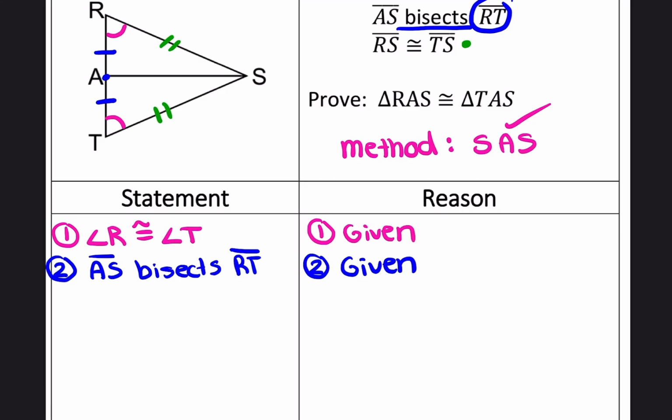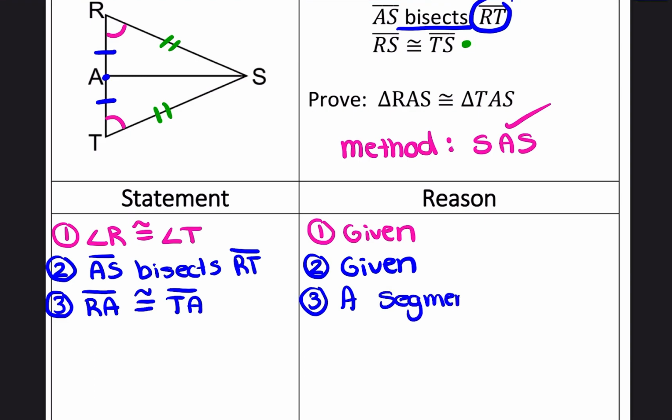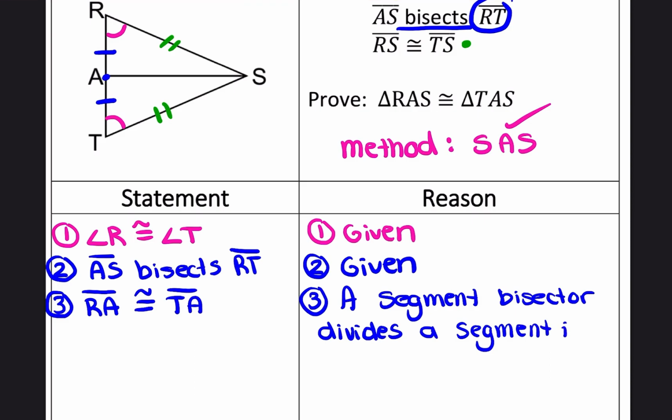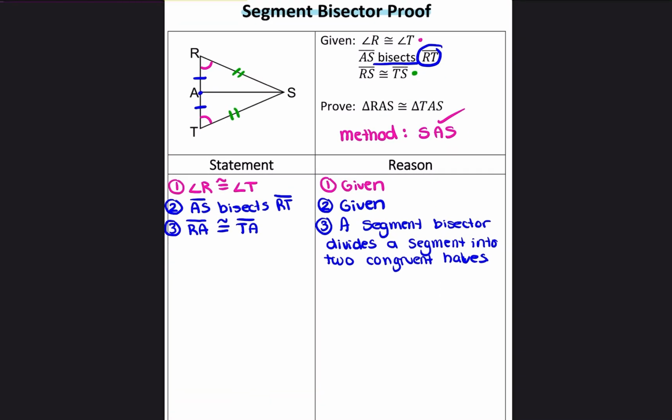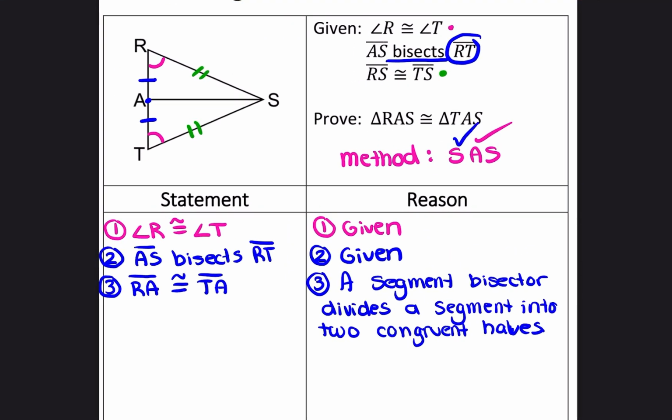So if AS bisects RT, that means my very next step is that RA is congruent to TA. And why is that? A segment bisector divides a segment into 2 congruent halves. Right? Okay, so now that part's done. And that gave me a side. So all I have left is my very last side.